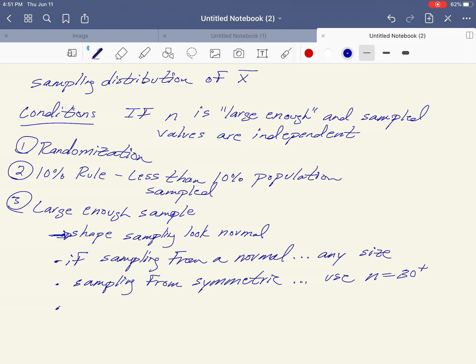If the sampling that we are looking at from the original data is very skewed, then we need larger samples, maybe 500 or more. Because it would take longer for that central limit theorem to kick into full fruition.